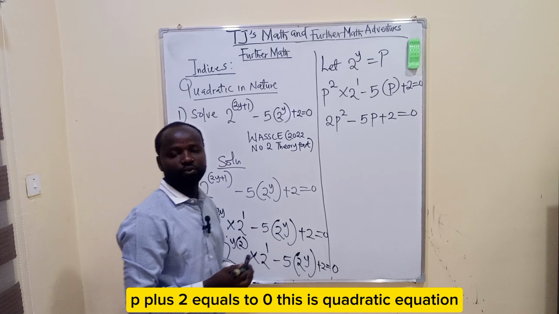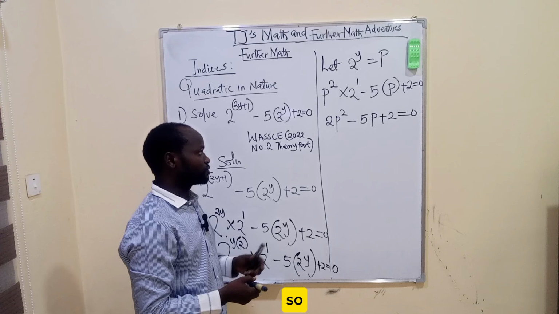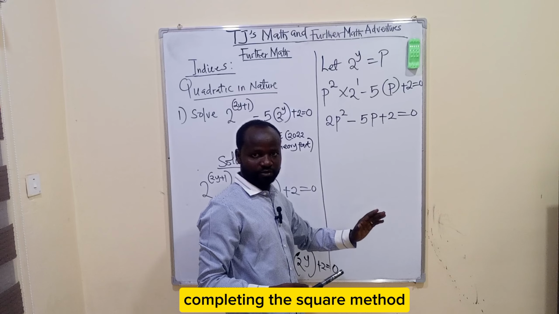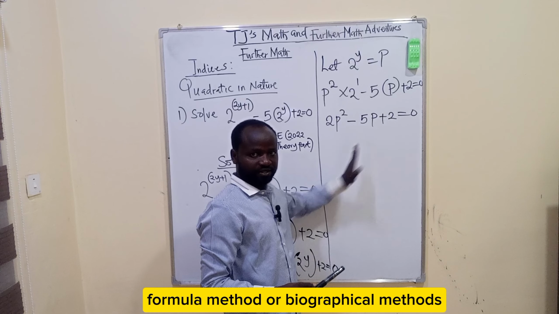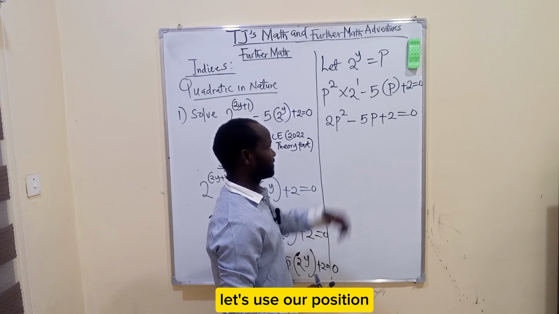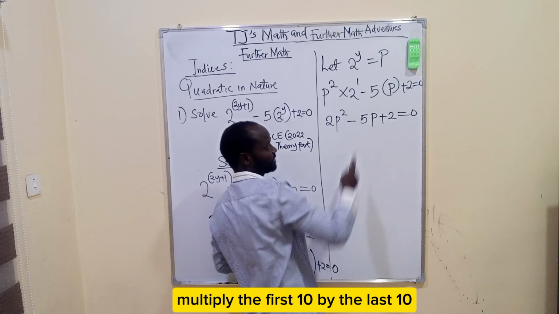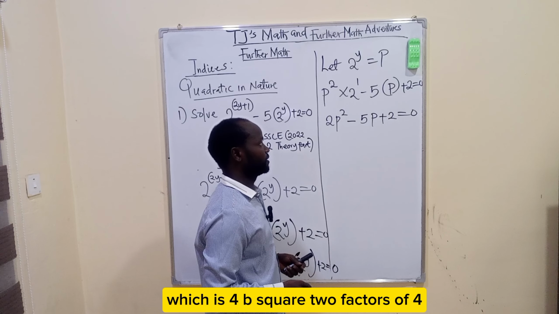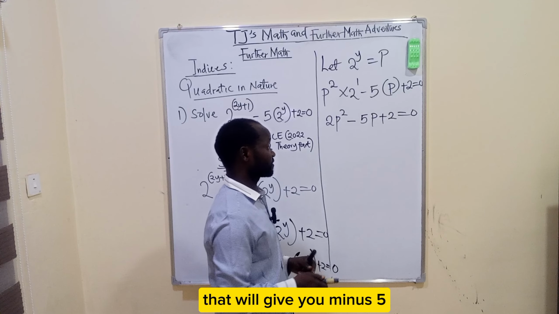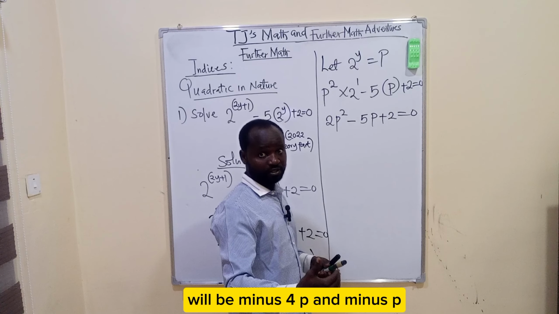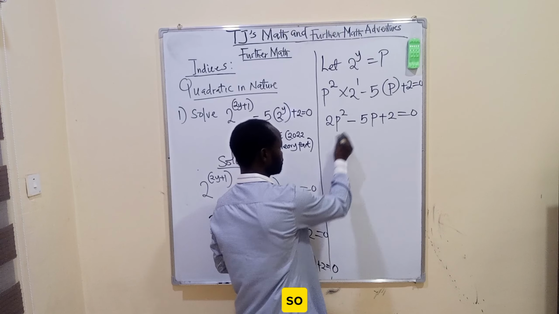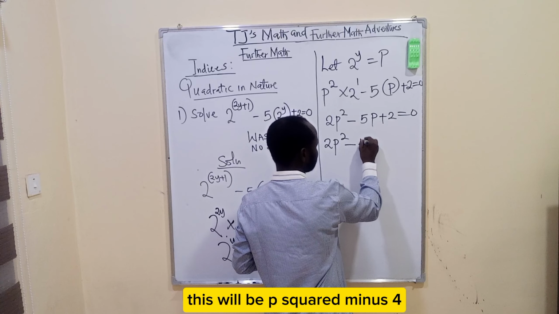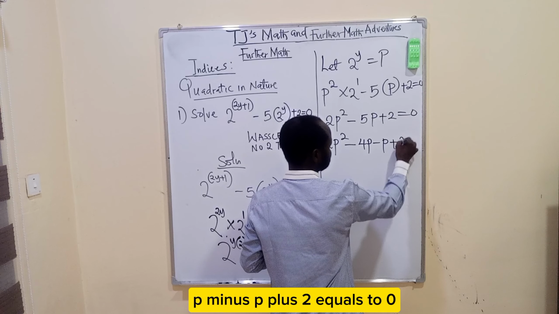This is a quadratic equation. So we solve this using one of the methods, either factorization, completing the square, the formula method, or graphical methods. Let's use factorization. We multiply the first term by the last term. That will be 2p squared times plus 2, which is 4p squared. Two factors of 4 that can give you minus 5 will be minus 4p and minus p. So we replace the middle term with this. So this will be 2p squared minus 4p minus p plus 2 equals 0.